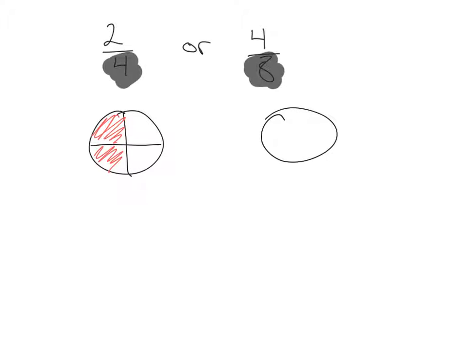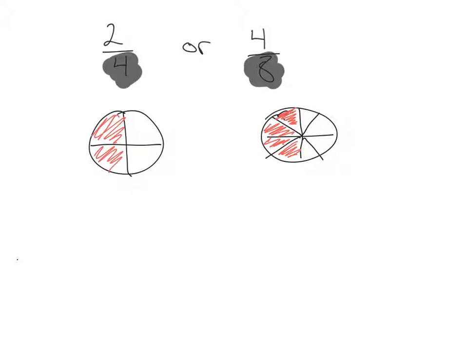The second pie is a little bit different. It isn't divided up into 4, but the denominator tells us it's divided up into 8. So I divided it up into 4, and then I'm going to split each one in half, and you get something just like that. I'm going to grab my red pen and shade in 4. And so the question is, which one is greater?